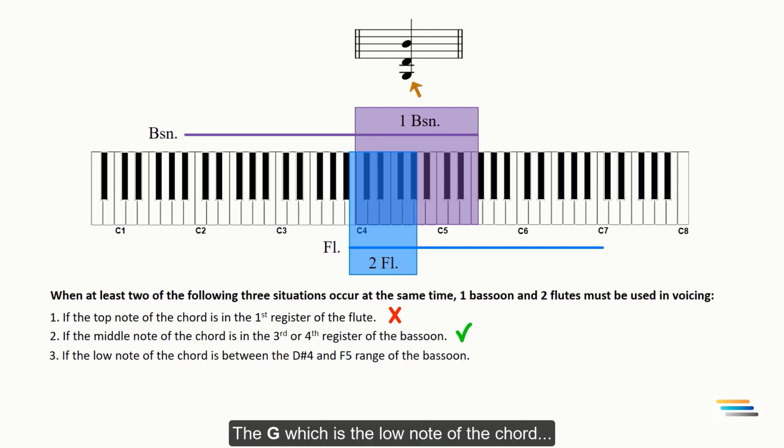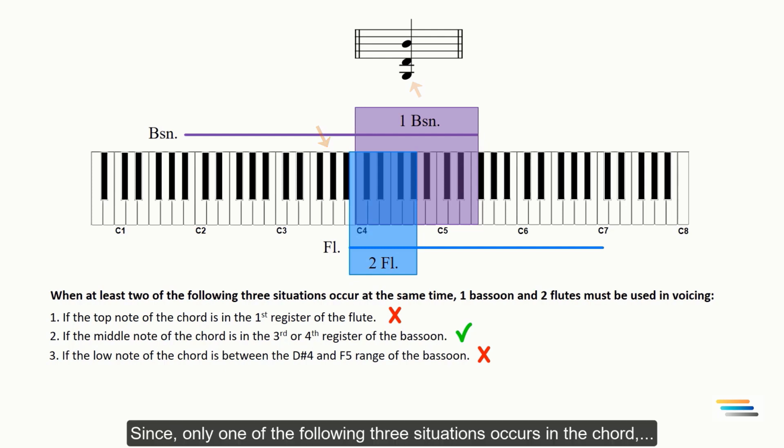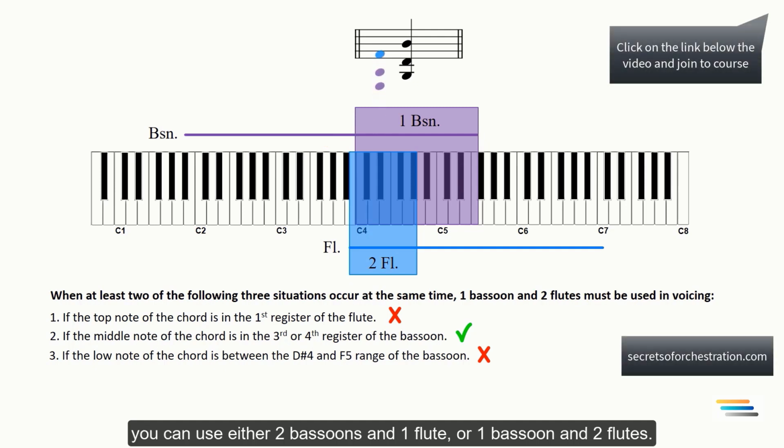G, which is the low note of the chord, is within the D sharp 4 to F5 range of the bassoon. Since only one of the following three situations occurs in the chord, you can use either two bassoons and one flute, or one bassoon and two flutes.